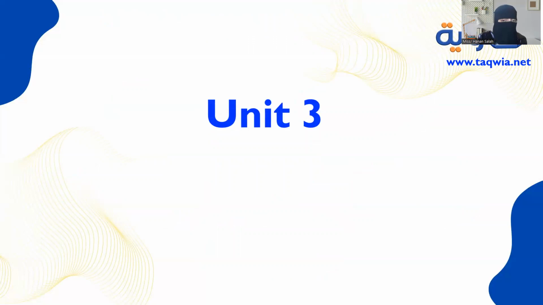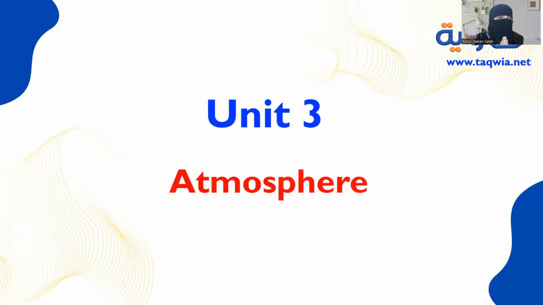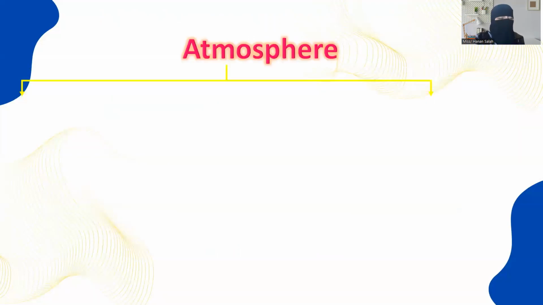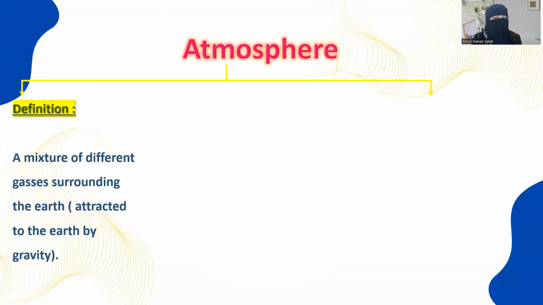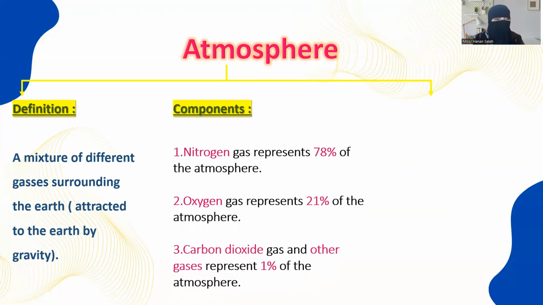What about unit 3? We studied together the atmosphere. Who can remember what is the meaning of atmosphere? Atmosphere is a mixture or group of gases around you, surrounding the earth, and it's attracted to the earth by the effect of what? By the effect of gravity. So it's a mixture of gases surrounding the earth, attracted by the effect of gravity.